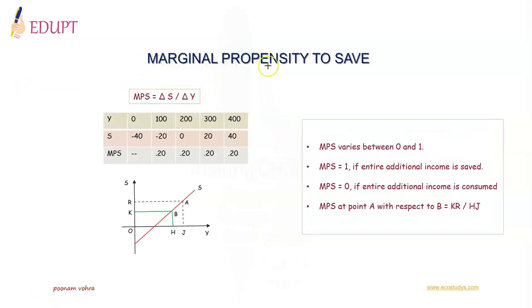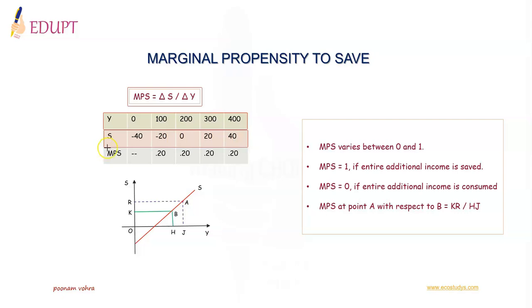Marginal propensity to save. It is the ratio of change in savings due to change in income and is written as delta S by delta Y. Let's have a look at the table. Here income is increasing by 100 in each case. Savings is also increasing with increase in income by 20 in each case.